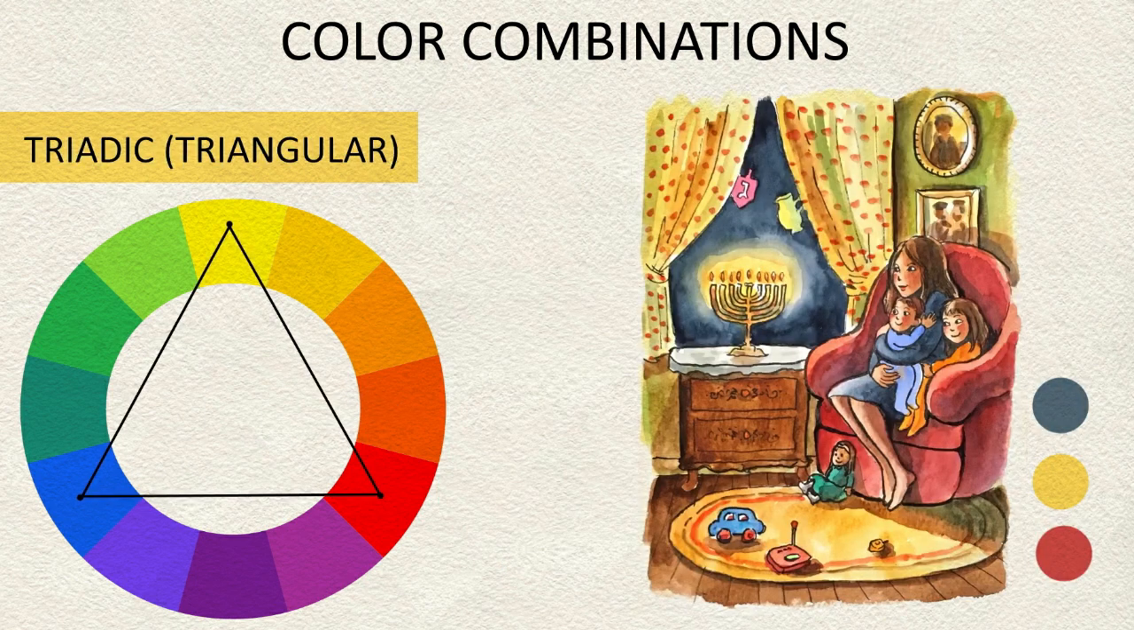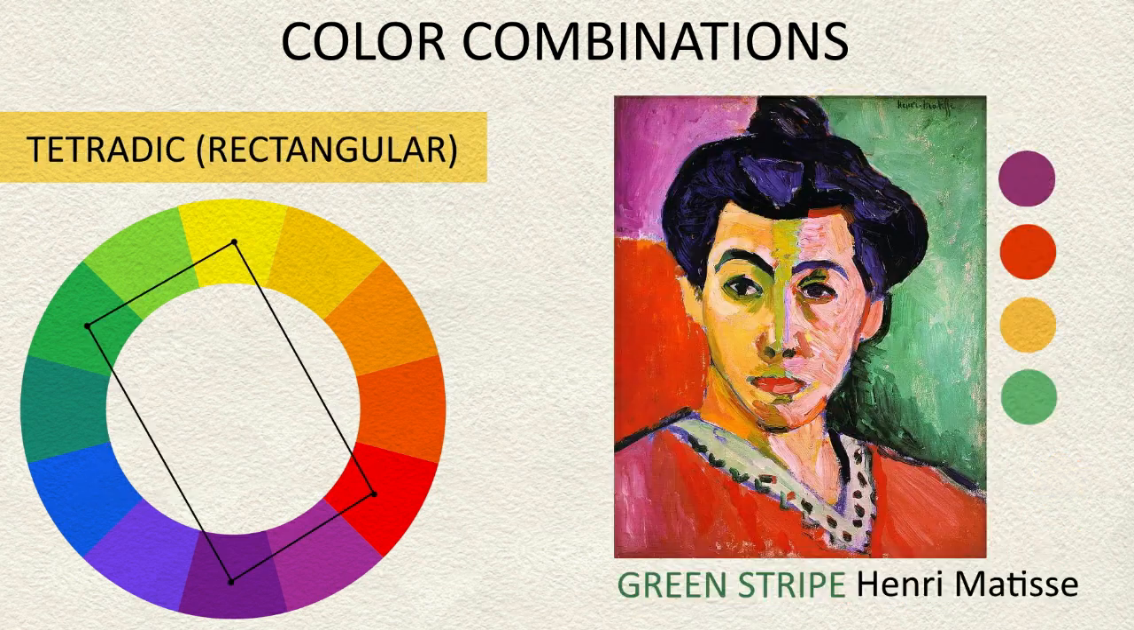The triadic or triangular color palette is more colorful and energetic. This is one of my illustrations using mostly reds, yellows, and blues, which gives the painting a lively, festive feel. When we use even more colors, like Matisse did in this painting of his wife, you get a painting that is bold, vibrant, and fun, but sometimes overwhelming.